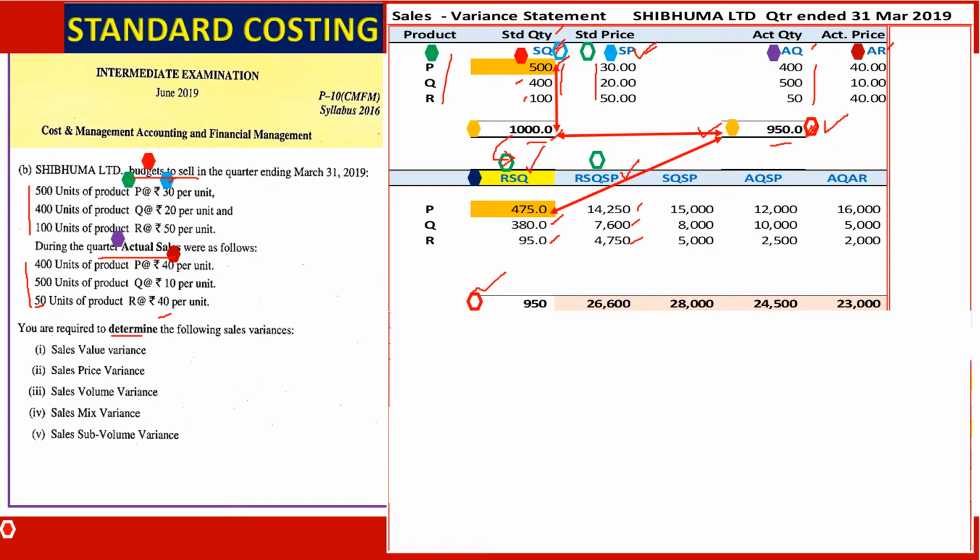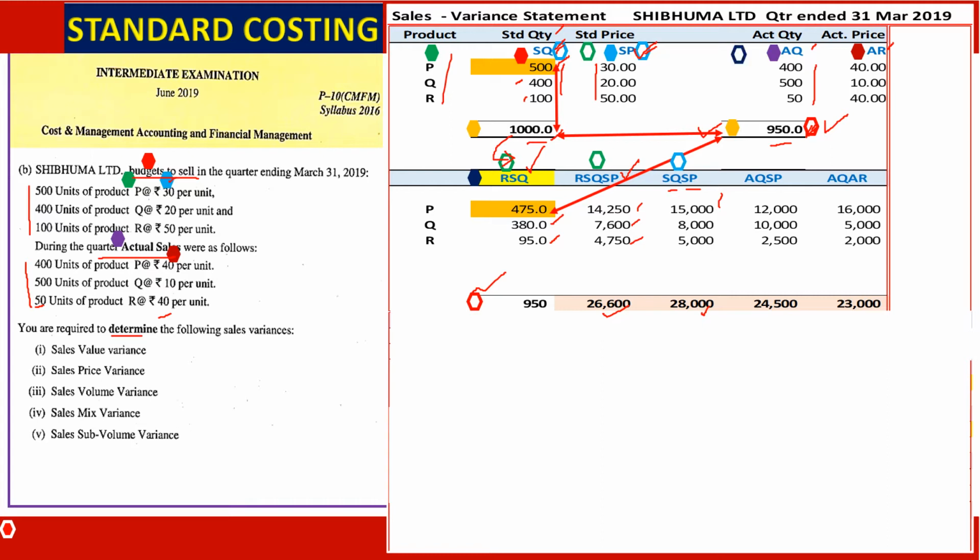Second, we take standard quantity, which was originally there as 1000, multiply it with the standard price, and we derive standard quantity into standard price. This is another set. This is the original goal. This is the reset goal. Reset goal, original goal, and its value 500 into 30, 400 into 20, and 100 into 50.